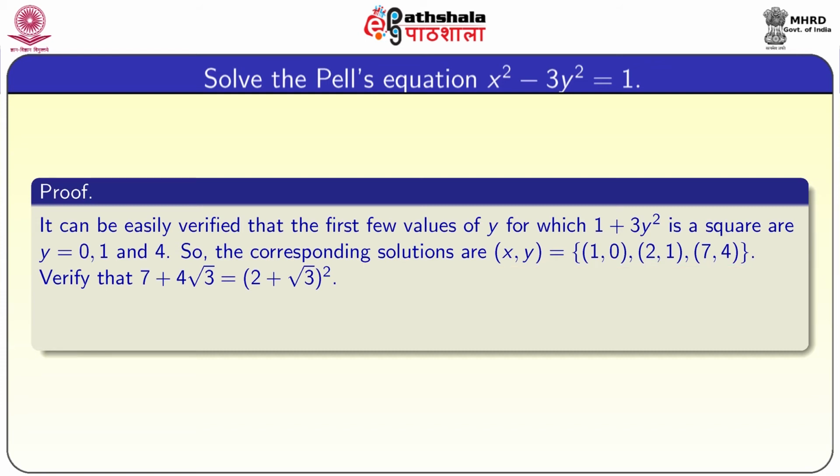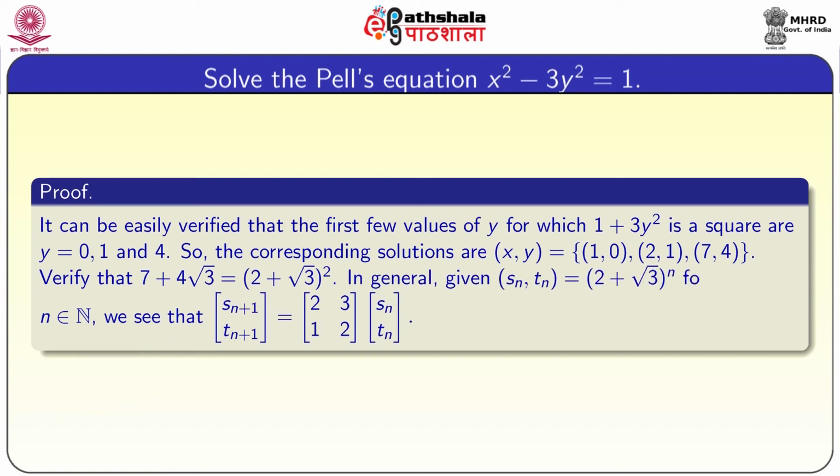It is verified that 7 + 4√3 is equal to (2 + √3)². That means that (7, 4) is obtained from (2, 1). So, in general we can see that (Sn, Tn) is given by (2 + √3)^n for some n in N. We see that (Sn+1, Tn+1), other solutions, can be derived by multiplying (Sn, Tn) by the matrix with rows (2, 3) and (1, 2).